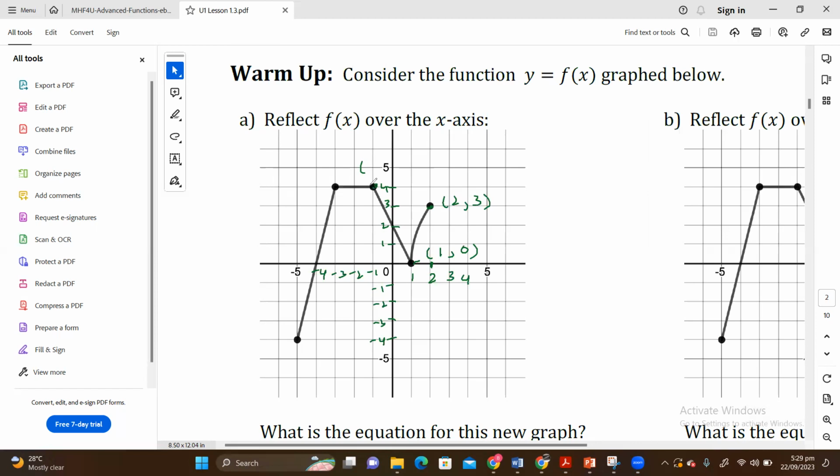This point is 4 and -1, I mean, wrong, -1 and 4. This point is -3 and 4, and this point is -5 and -4.